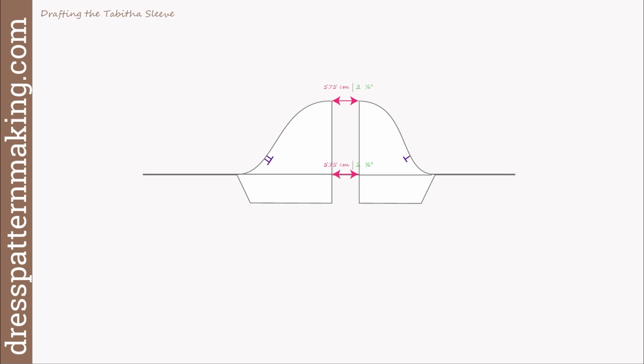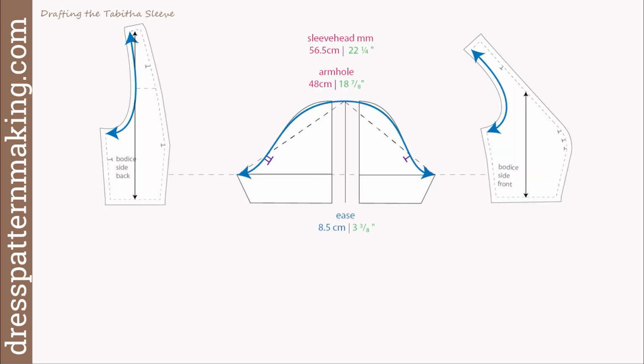So I'll measure that on the bicep line and the shoulder line, the 5.75 centimeters or 2 1/4 inches. I will draw in a new shoulder line in the middle of that so that the front and back sections are spread equidistant from the shoulder line. Now what I want to do is measure the sleeve head and compare the measurements to the total armhole measurement.